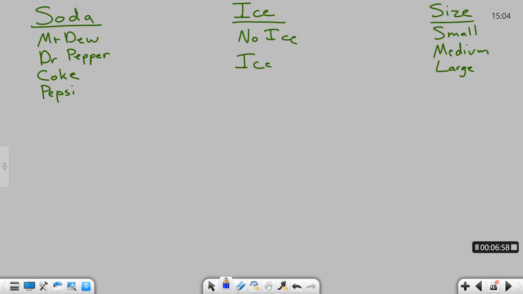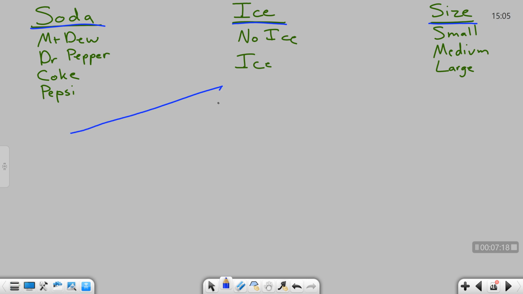All right, sometimes it's difficult to find out how many are in the sample space, or you just actually need to see the sample space. So one way to get the sample space is to use a tree diagram. So I'm making decisions. I'm going to pick a soda out of those 4 possibilities, an ice option out of these 2, and a size out of these 3. And a tree diagram kind of looks like this.